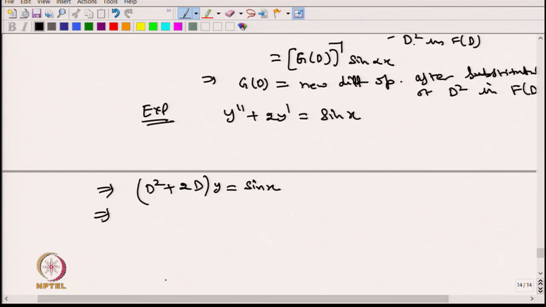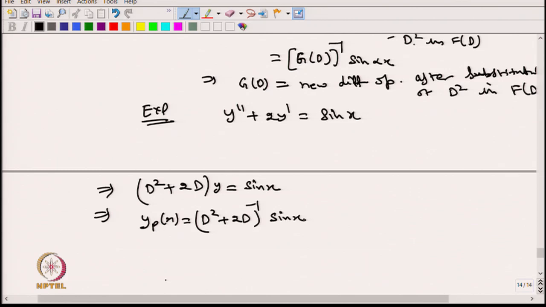From here, now I know how to find the complementary solution. Complementary solution I can find, but here my concern is to find the particular solution. So, I will define my y_p(x). So, y_p(x) in this case will be D square plus 2D inverse sin x.